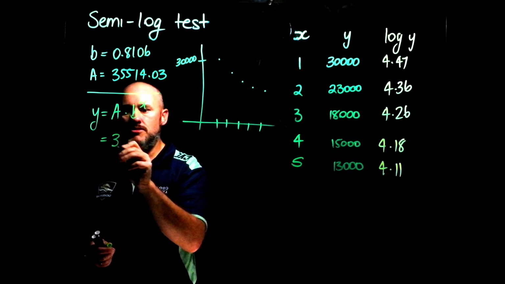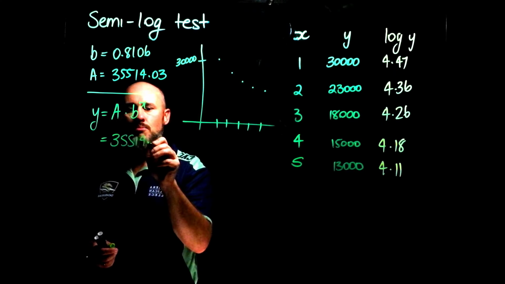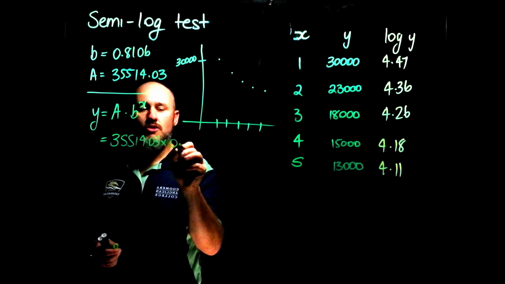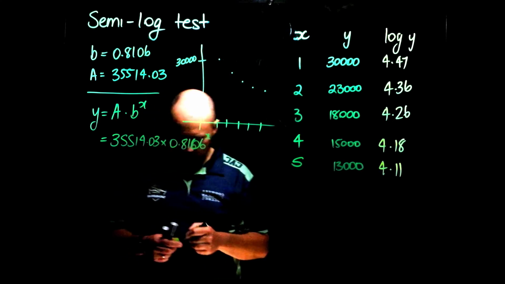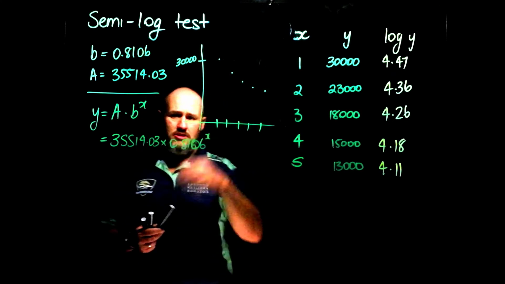So our model now is 35514.03 times 0.81606 to the power of x. Now I want to explain what this means before we go back to the graph.